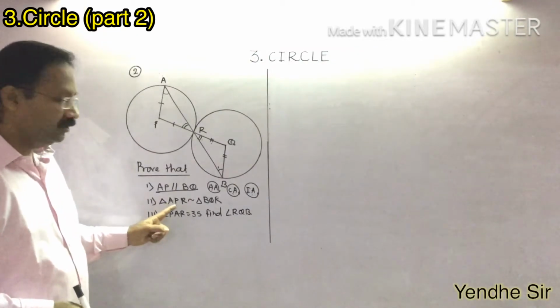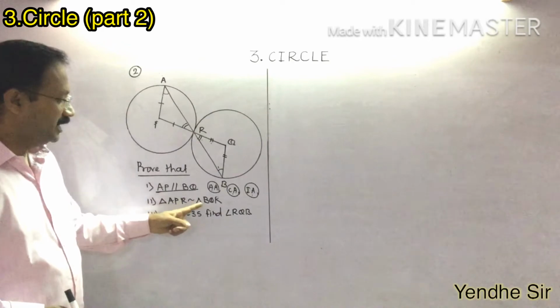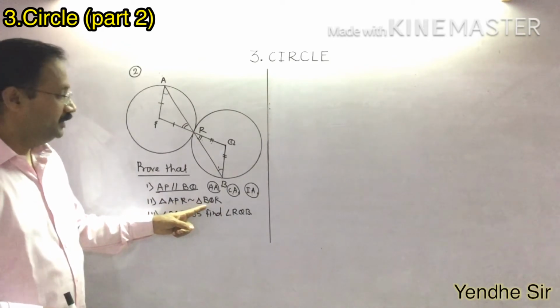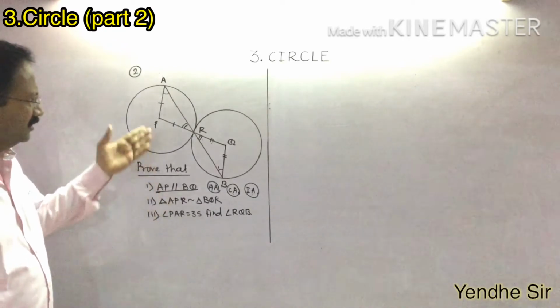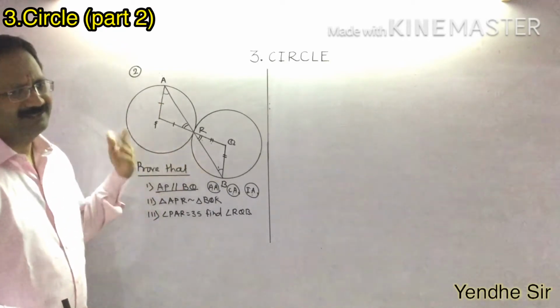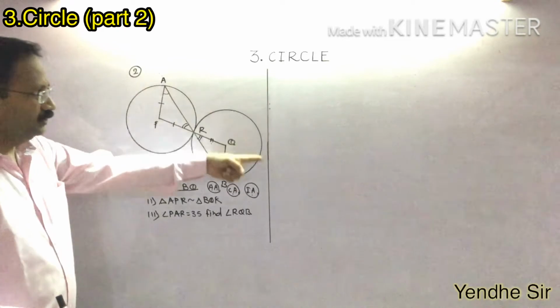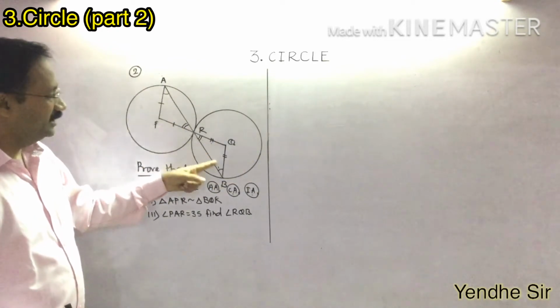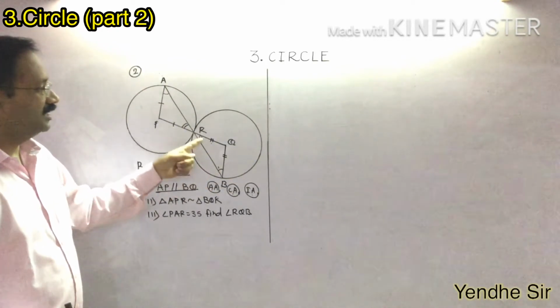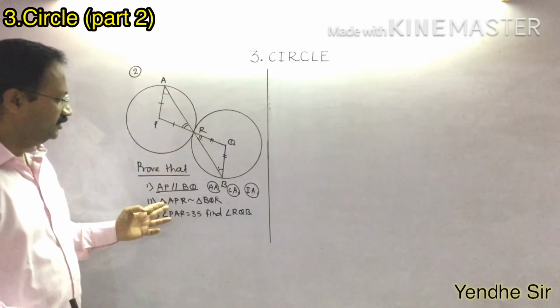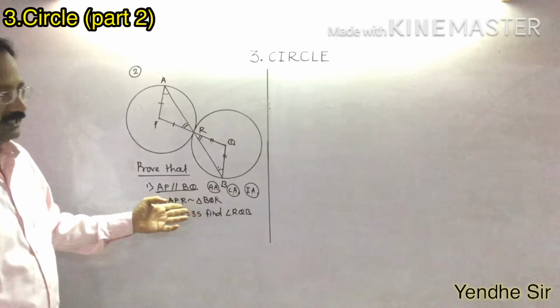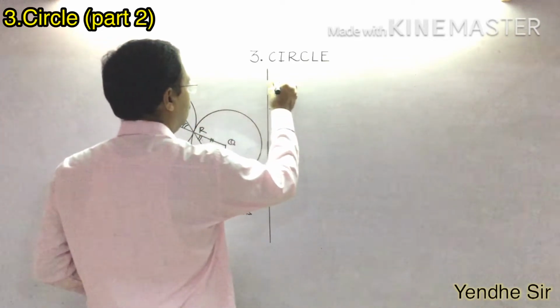Now second thing we have to prove, triangle APR is similar to triangle BQR. You have studied in chapter number 1. So which angles are congruent? It is very simple. Here you have proved that this angle is congruent to this one, and these are the vertically opposite angles, and therefore by AA test these two triangles are similar. Very simple. So I am going to write it here.